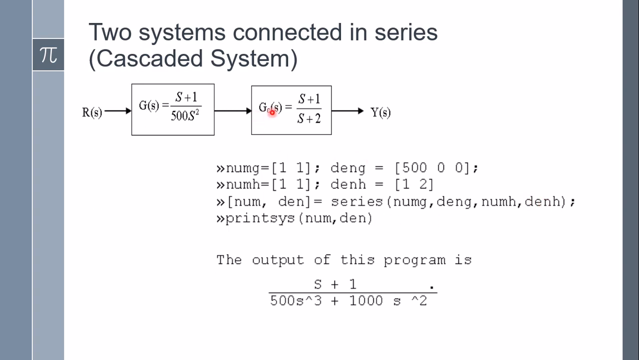So like this, if you have n number of systems, then you can provide n number of inputs here, and all the systems will be connected in series. And I want to get the output printed on the command window. So once you execute this m file, actually all this you can either do in the command window, or you can directly do it using an m file also. The output will be displayed on the screen as s plus 1 divided by 500 s cube plus 1000 s power 2 is the net transfer function. Here actually it is s plus 1 the whole square.